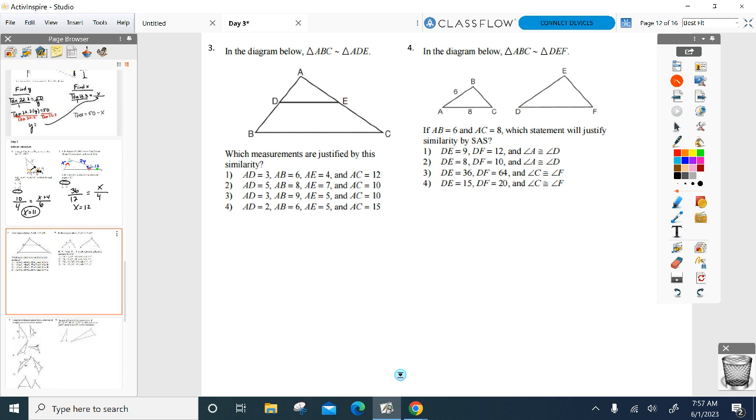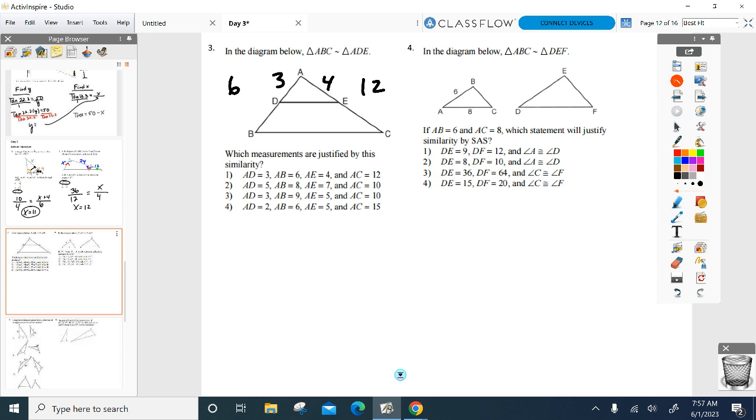All right, number 3, I'm telling you they're similar. Which measurements would say they're similar as well? Okay, so given these measurements, which one of these 4 would make them similar? Real quick, and then I'll show you why it's wrong, and then you guys can pick the right one. If AD is 3, AB is 6, AE is 4, and AC is 12.